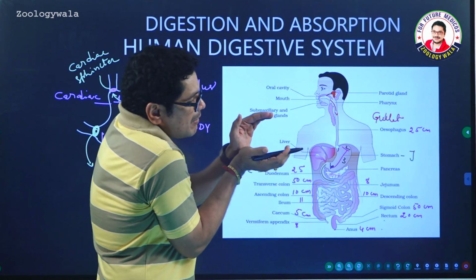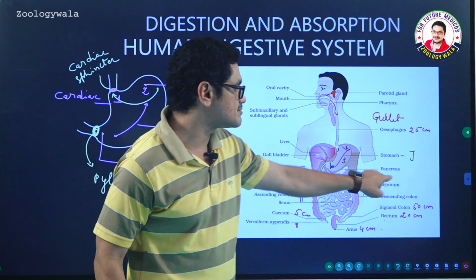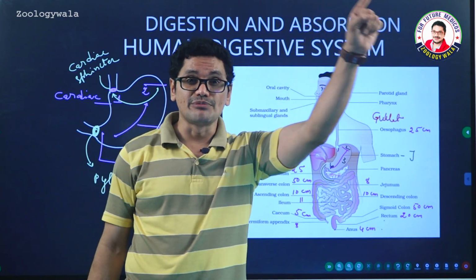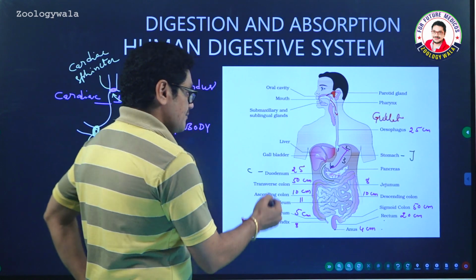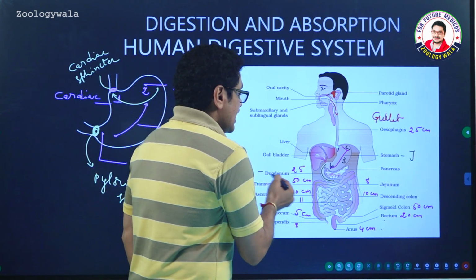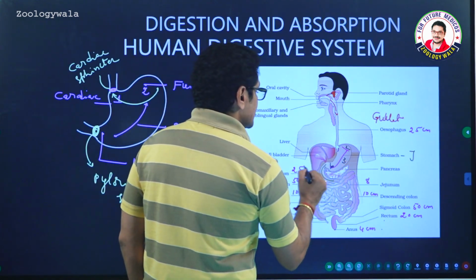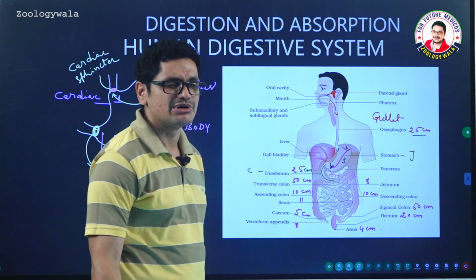And in the loop of that C, imagine this is the duodenum C, in that loop the pancreas is present, which is the second largest digestive gland in the human body, followed by the liver. The liver is the first largest digestive gland. And this duodenum is C-shaped, which measures around 25 centimeters. The esophagus is also around 25 centimeters.